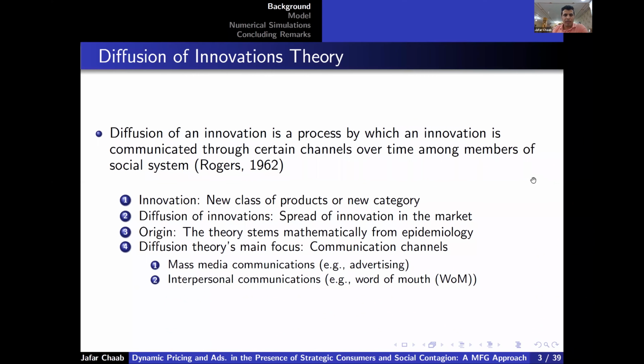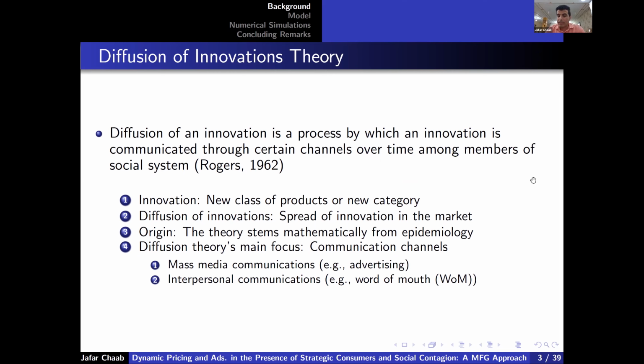on this theory. So formally, diffusion of innovation theory is a process by which an innovation is communicated through certain channels over time among members of a social system. So basically, we have a new product and we want to see how this new product is going to spread into the market. So the evolution of the demand of this new product is going to be the main focus in this area.